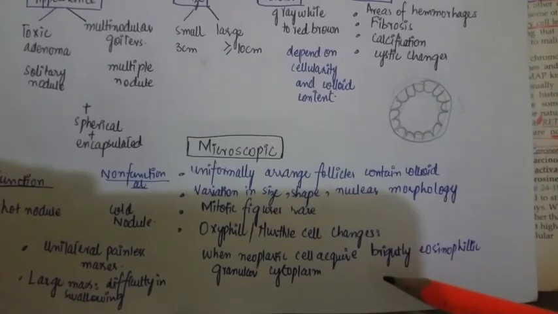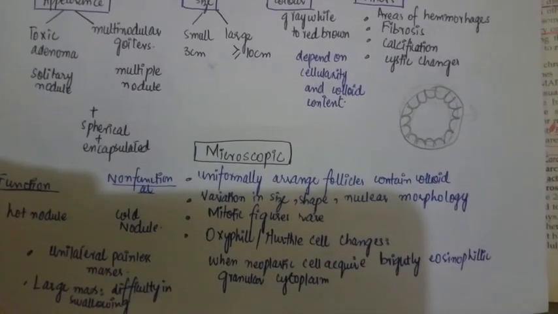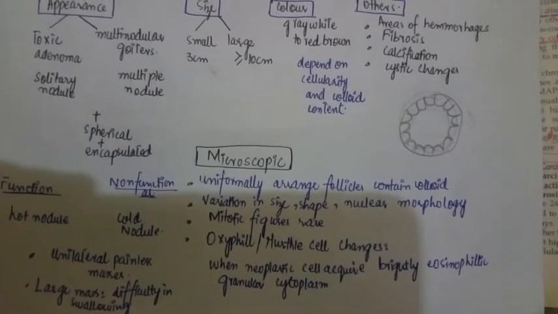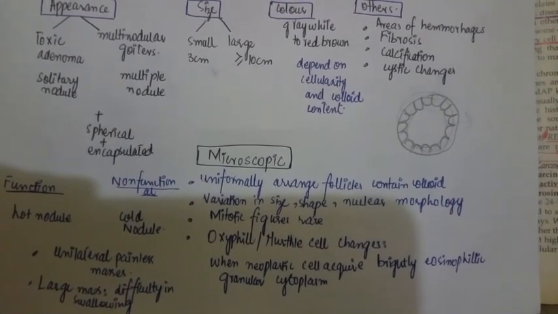There will be a oxyphil and the Hürthle cell changes. What is meant by the oxyphil and Hürthle cell changes? When the neoplastic cells acquire the brightly eosinophilic granular cytoplasm, this is known as oxyphil or the Hürthle cell changes.